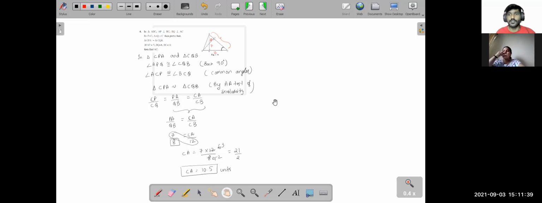Can you post the homework on the WhatsApp group? Yeah, I'll do that, because I don't remember the sum numbers. Anyways, we'll complete this. So henceforth, I'll do it.